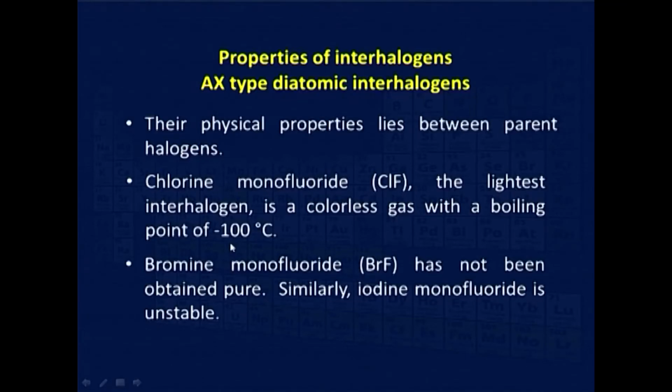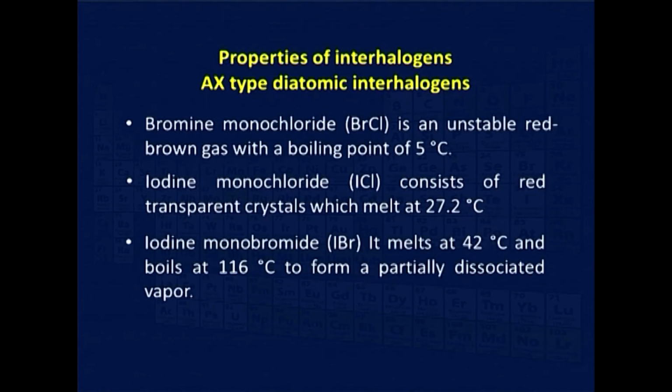The properties of AX type diatomic interhalogens: their physical properties lie between those of the parent halogens. Chlorine monofluoride, the lightest interhalogen, is a colorless gas with a boiling point of minus 100 degree centigrade. Bromine monofluoride has not been obtained in pure state yet. Similarly, iodine monofluoride is unstable in nature. Bromine monochloride is an unstable red brown gas with a boiling point of 5 degree centigrade. Iodine monochloride consists of red transparent crystals which melt at 27.2 degree centigrade. Iodine monobromide melts at 42 degree centigrade and boils at 116 degree centigrade to form a partially dissociated vapor.